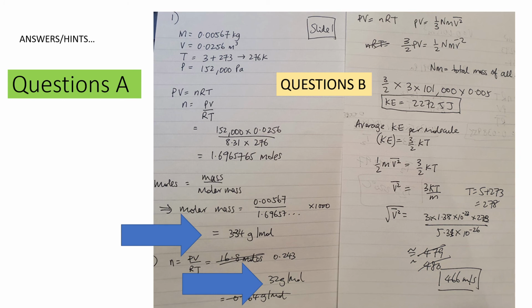The average kinetic energy per molecule. For this question, you use the equation kinetic energy is 3/2 kT. You know the temperature, which is 5 degrees Celsius. You add 273, and you're given m in the question, and you know what k is. k is just a constant. So you should get 466 meters per second.